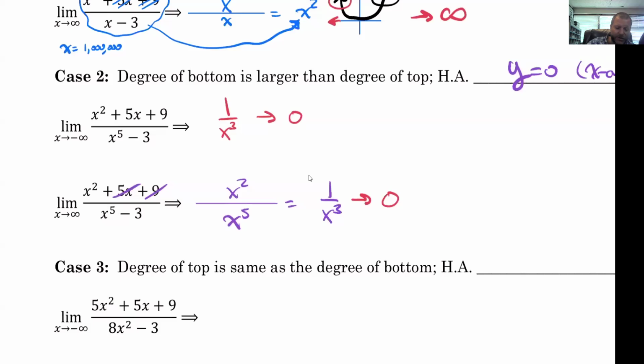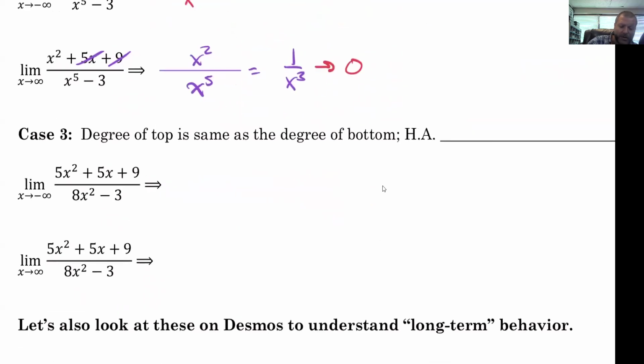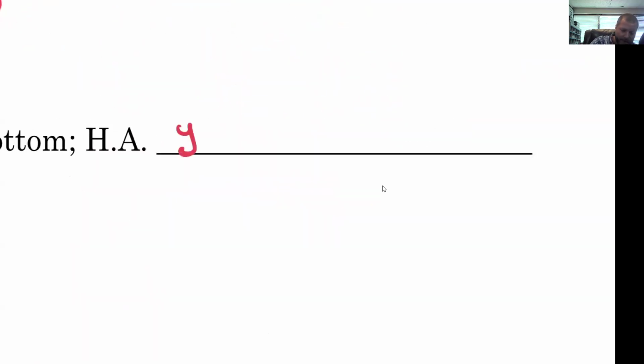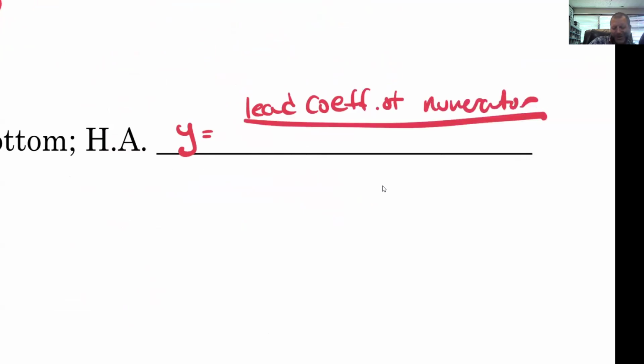And then finally, if the degree of the top is the same as the bottom, a horizontal asymptote is going to be y equals the lead coefficient of the top, more commonly called the numerator, divided by the lead coefficient of the denominator.